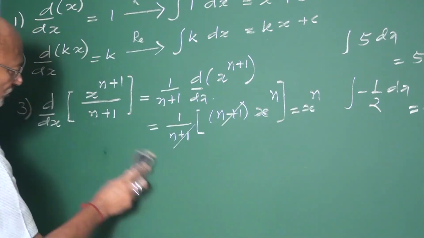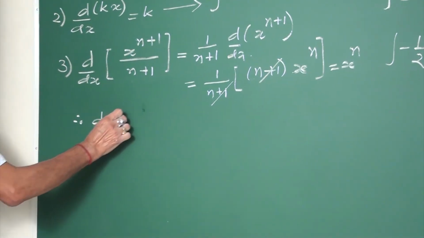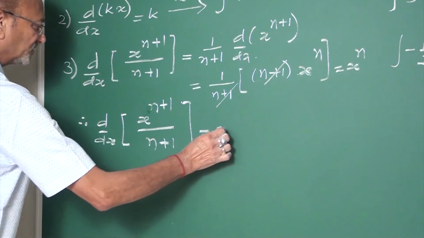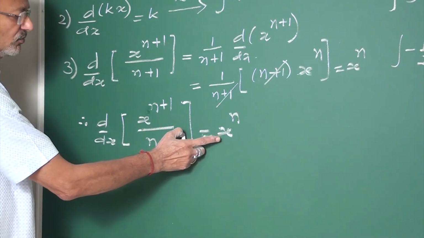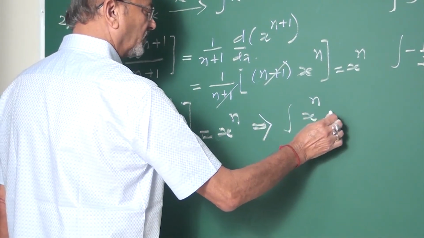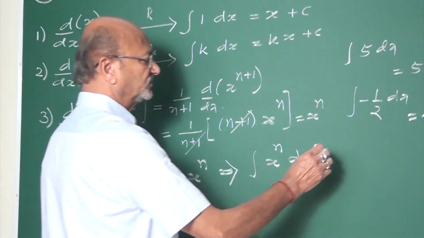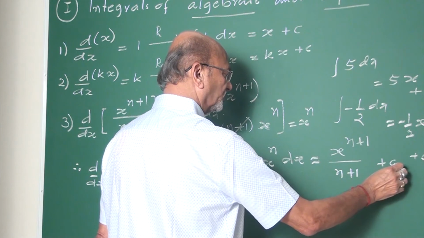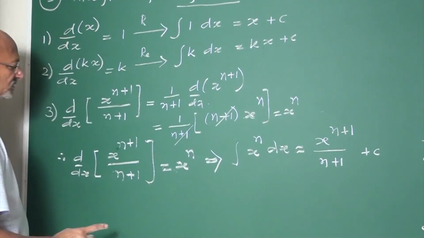Yes, my friend. Therefore, we get d by dx of x to the power n plus 1 upon n plus 1 equals x to the power n. Understood. Derivative of g(x) is f(x), so integral of f(x) is g(x). This implies the integral of x to the power n with respect to x is x to the power n plus 1 upon n plus 1, plus c. This is the formula.